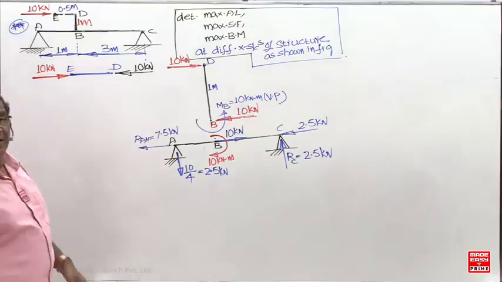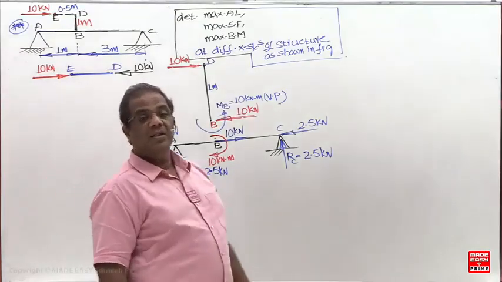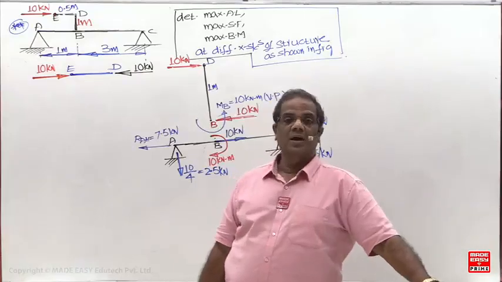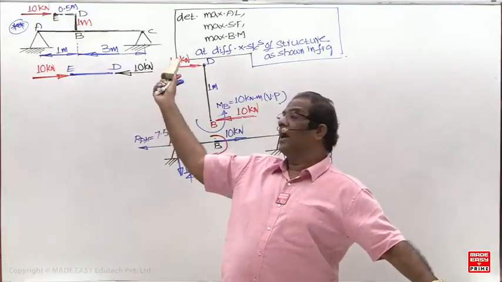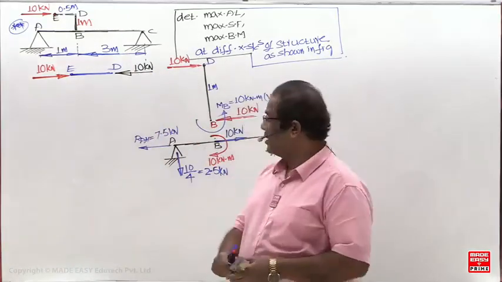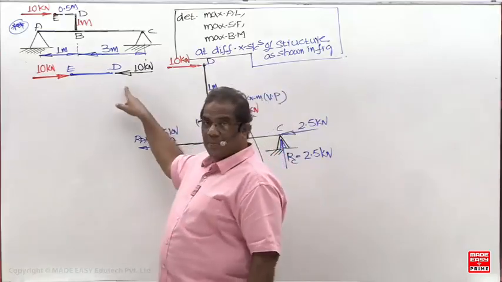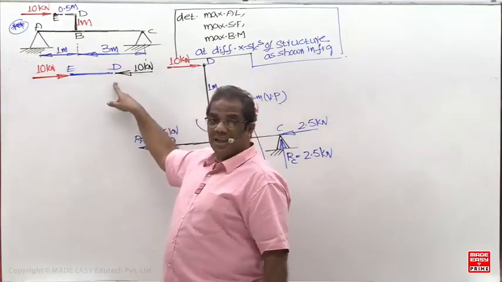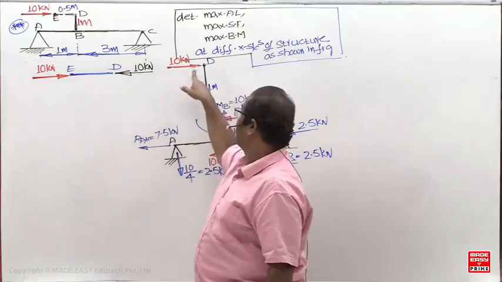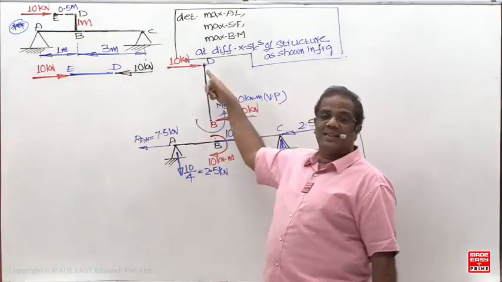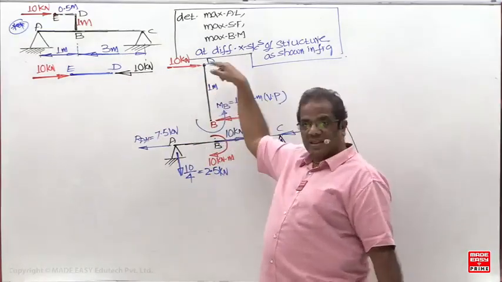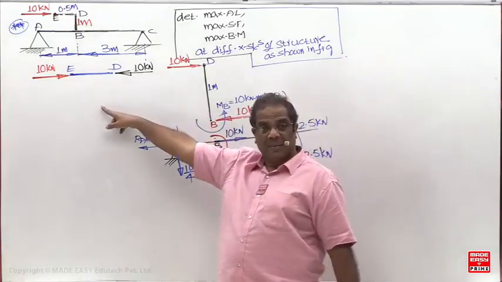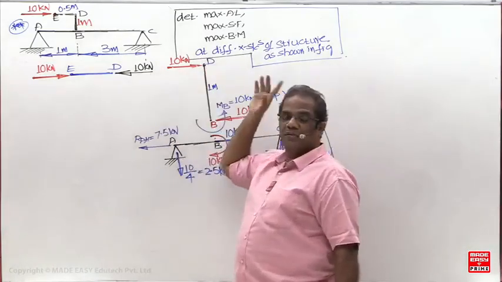DE is the junction of DE and BD. So if we ask at D, you have to calculate with respect to DE and BD. When D belongs to DE, what is the axial load? 10. But when D belongs to BD, what is the axial load? 0. Here there is no axial load. So when D belongs to DE, axial load is minus 10. But here axial load is 0. What is the larger value?